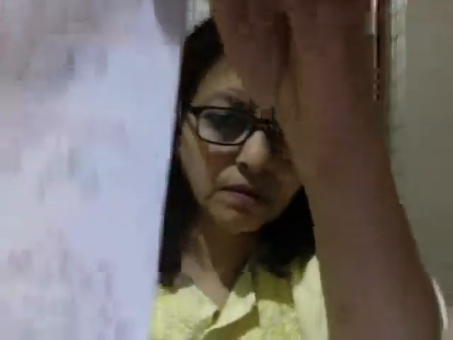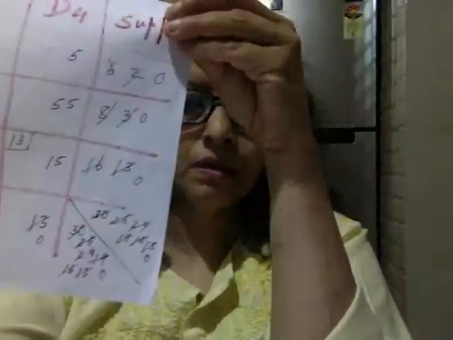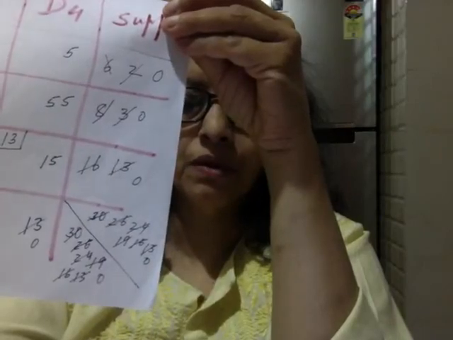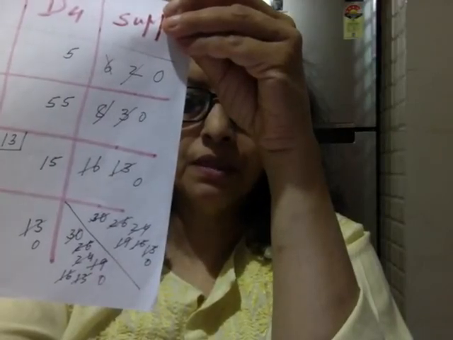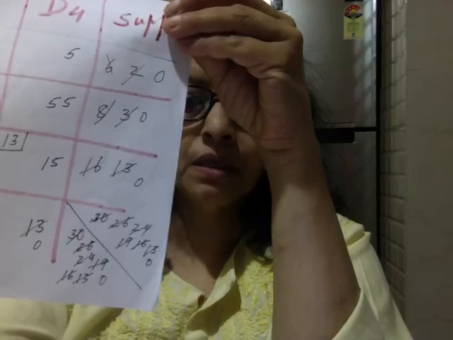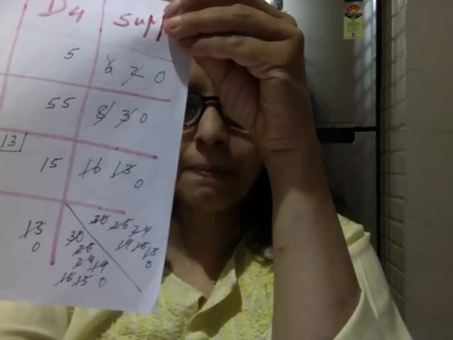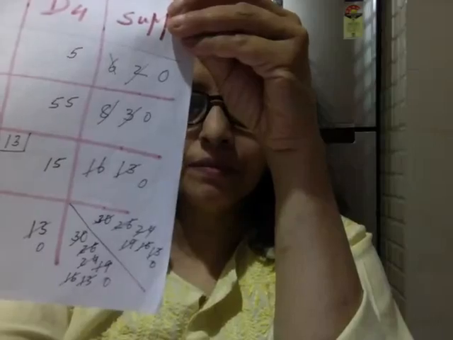So for the grand total, this is what you have. Okay, 30 becomes 26, 26 becomes 24, 24 becomes 19, 19 becomes 16, 16 becomes 13, 13 becomes 0. Is that okay? Okay, now we finish this.